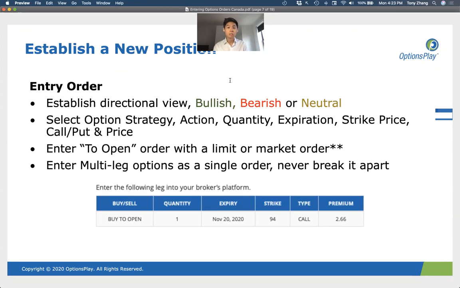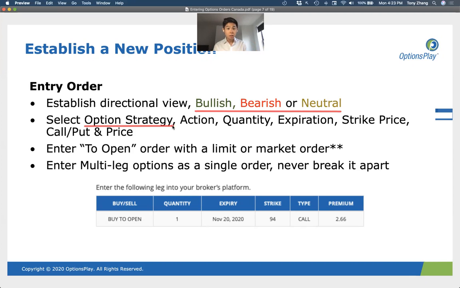So let's talk a little bit about establishing a new position. First of all, whenever you think about trading options, you must first have a directional view on the underlying stock or ETF that you're trading options on. This could be a bullish view, a bearish view, or even a neutral view, since when you're trading options, you can have a neutral view and actually profit from a stock staying relatively still. Once you have that directional view, you must first select an option strategy. So are you buying a call option? Are you selling a put option? Are you trading a vertical spread? Are you trading a diagonal?